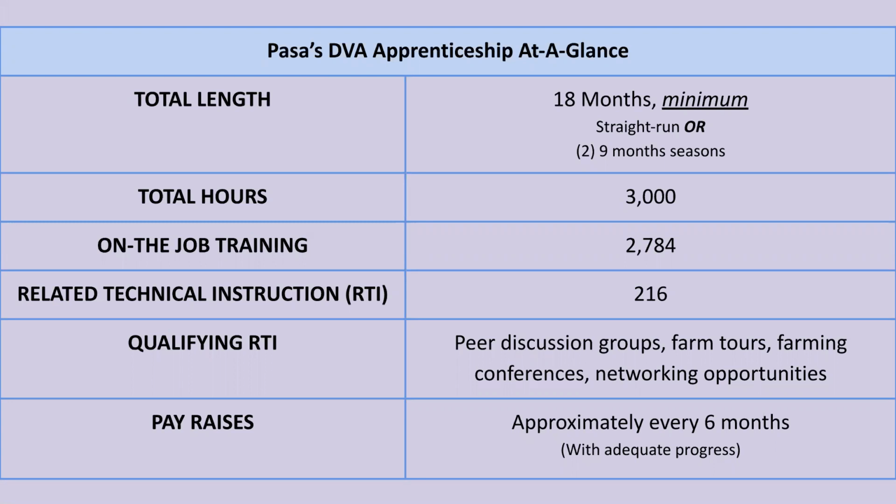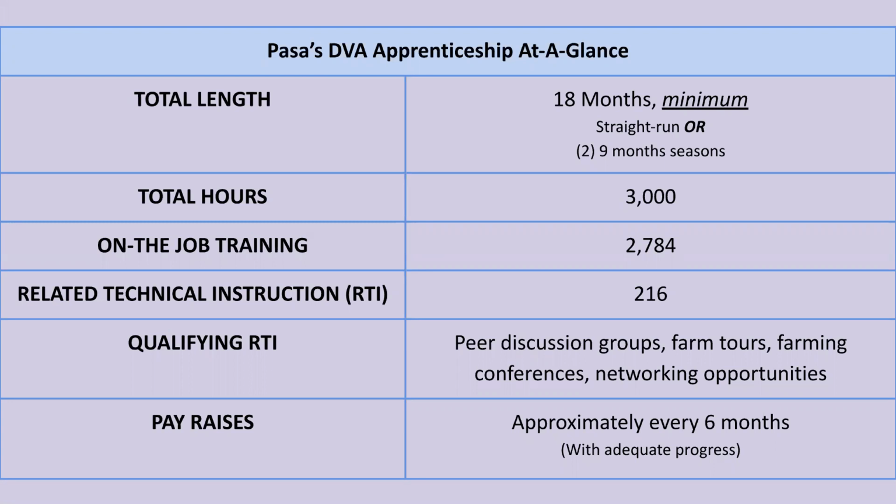We try again to qualify as many things as RTI as possible. So we try to create fora for peer discussion groups, farm tours, especially between apprenticing farms for folks to get out and see each other's operations. On the farm, lunch chats, things like that. Some of our farms are really diligent and very good about just having good, meaningful, in-depth conversations over lunch or as a part of their staff meetings. And as long as our apprentices are tracking that, we try to recognize that as at least some fraction of their RTI. And then creating networking opportunities at our conference and at our events and things like that.